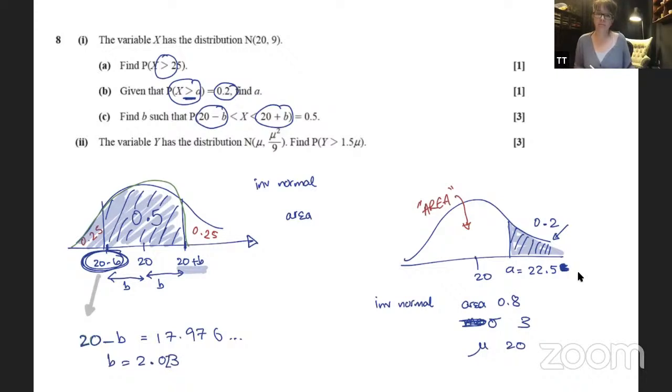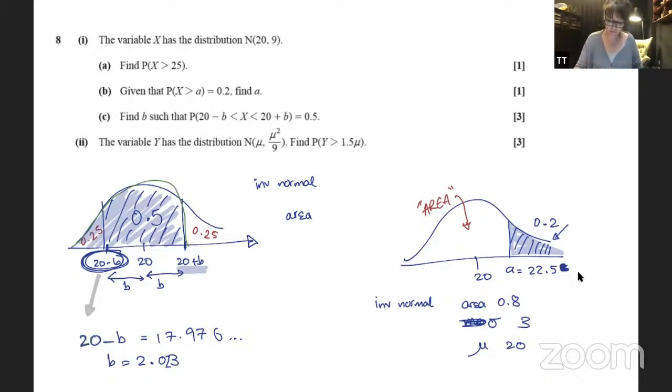How does that seem for these top ones? It really is picture, calculator. It's the picture that tells you what to put in the calculator, the same as with the binomial distribution, where it's the number line picture that tells you what to put into the calculator. Now, I'm going to have a look at part II because that's a really interesting one.